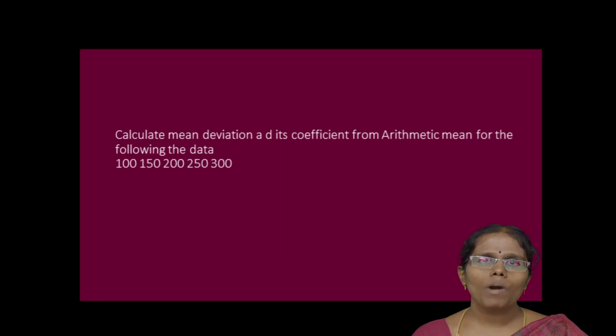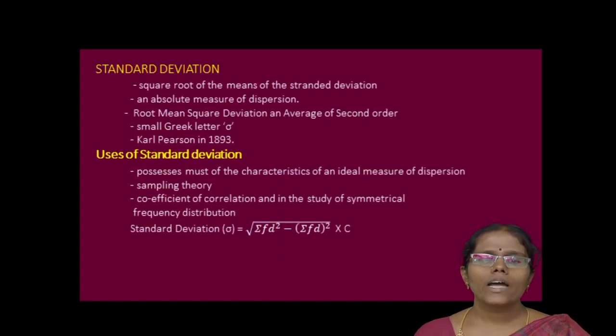Next, standard deviation. Standard deviation was found by Karl Pearson in 1893. It is represented by the small Greek letter sigma. It is also known as root mean square deviation or an average of second order. Standard deviation is the square root of the mean of squared deviations. It is an absolute measure of dispersion.